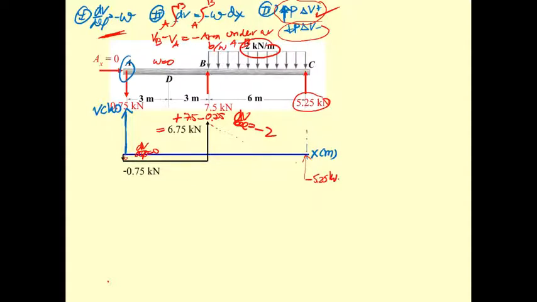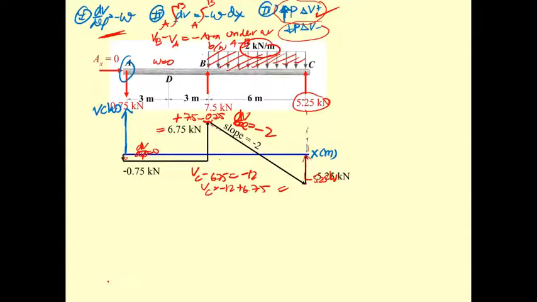If you would know that, V sub C minus V sub B, which is 6.75, equals the area, minus 2 times 6, minus 12. So V sub C is minus 12 plus 6.75, so you got minus 5.25. And then it closes like this.